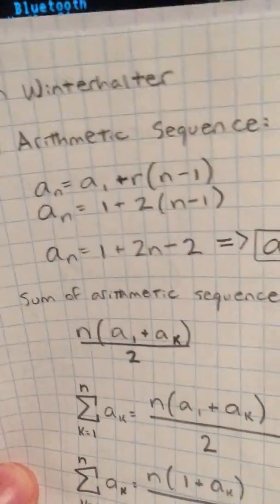Now, the problem here is: create an arithmetic sequence, write an expression for the sum of the first n terms, and then prove that you are correct using mathematical induction. Okay, let's get right into this.